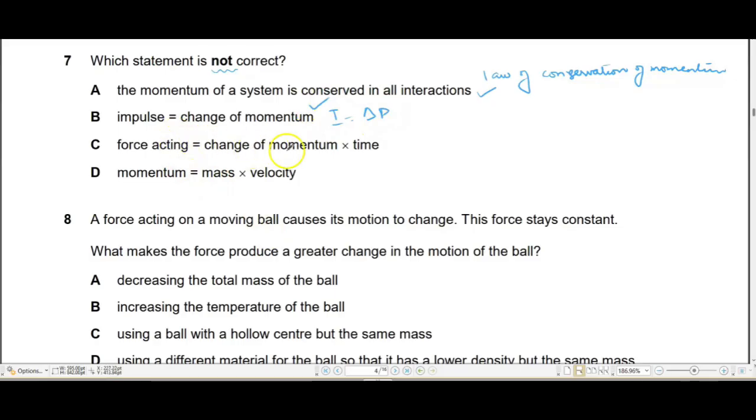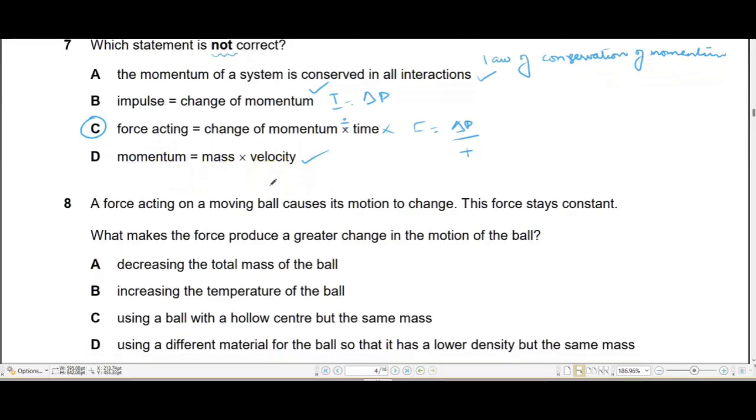Force acting is equal to change of momentum into time. No. The force is delta P over T. So basically it is rate of change of momentum. Okay? So multiplication is not happening, division is happening. So C is something which is not correct. The fourth one states momentum is equal to mass and velocity. So this is also correct.